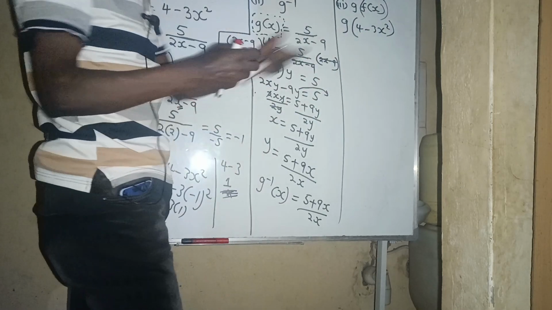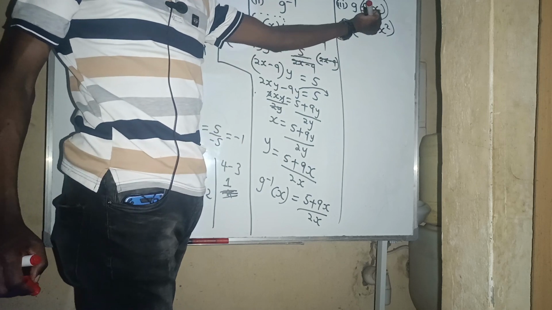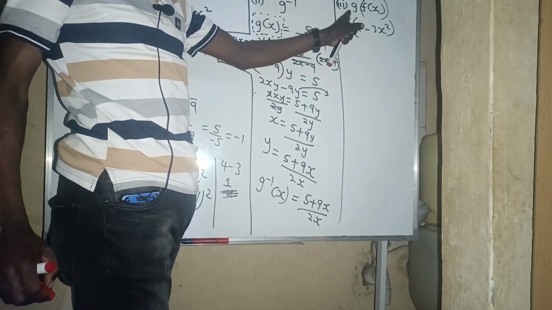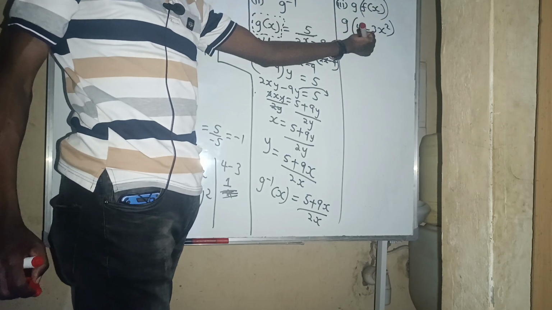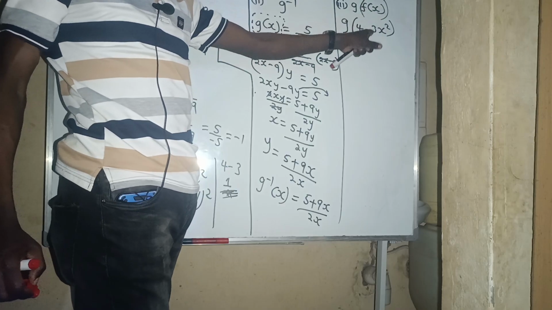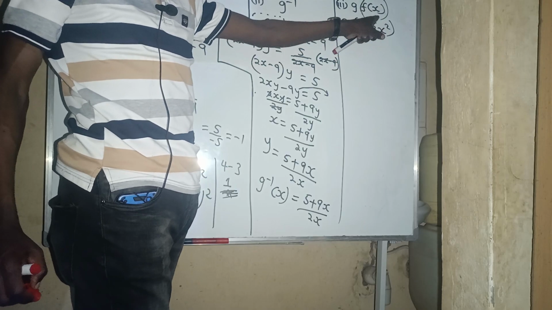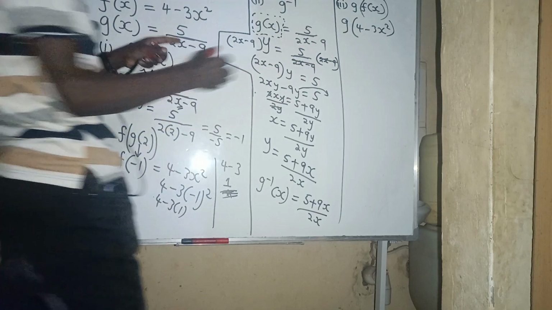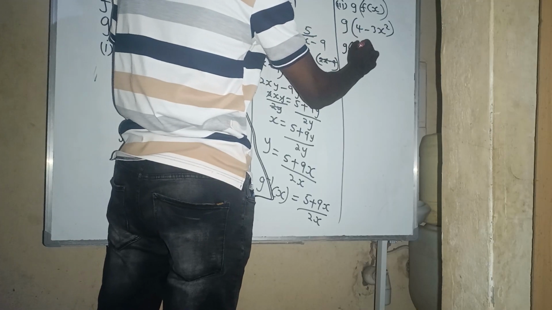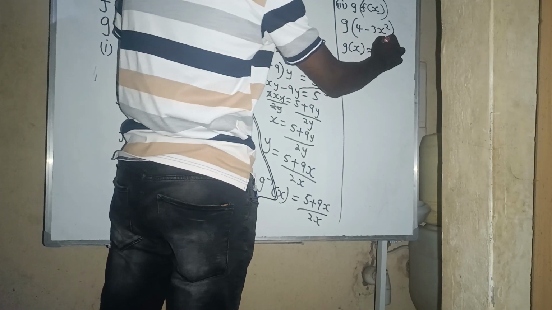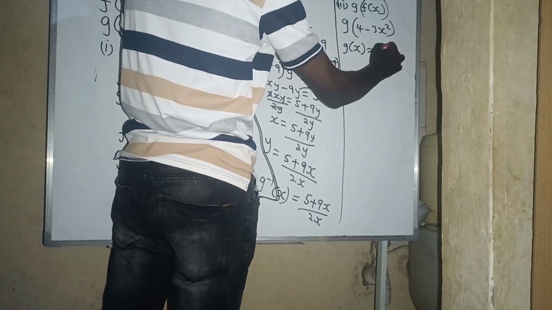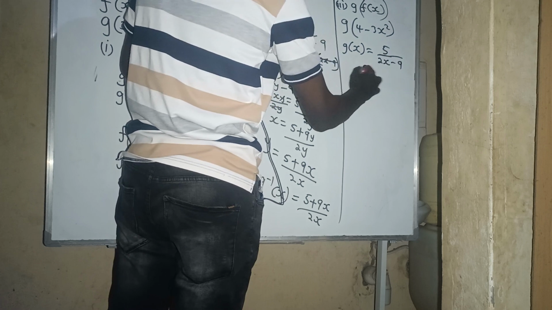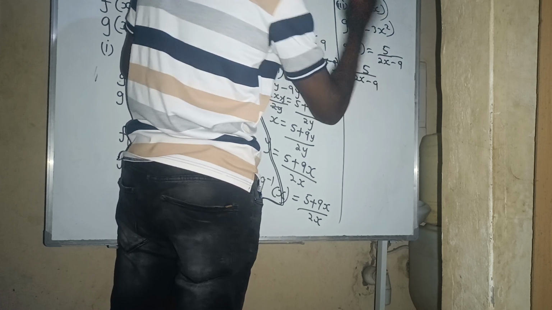So that means I'm going to pick this function of f in terms of x, then I substitute in the function of g. You see, because it is g then f(x). What is f(x)? 4 minus 3x squared. But now the 4 minus 3x squared, the function of f in terms of x, should be substituted in the function of g. So just come here and say, where is the function of g? It is here. Function of g is 5 over 2x minus 9. So I'll just come and say 5 over 2x minus 9 is the function of g.